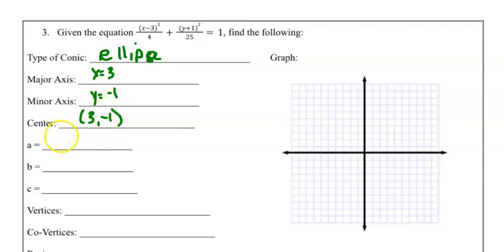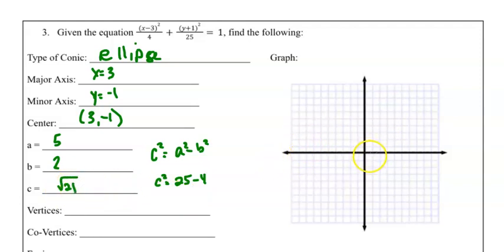A squared is always the bigger denominator, so a is 5. B squared is the smaller denominator, so b is 2. And then for an ellipse, c squared equals a squared minus b squared. Remember, when we have a plus here, we have a minus here. So I have c squared equals 25 minus 4. So c is going to be the square root of 21.